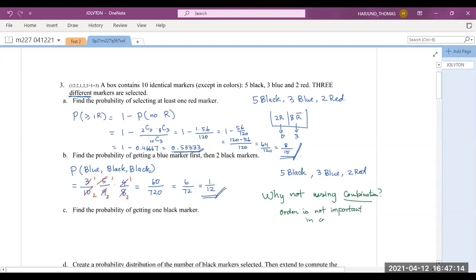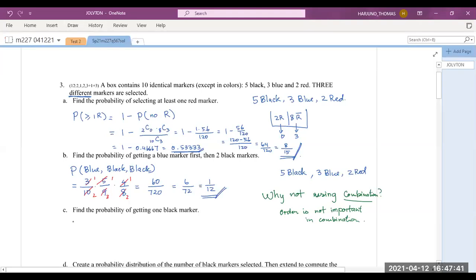In combination. Okay, that makes sense. While in part B, the order is important. Now, the good thing about the order being important is that you can just do it one by one. Like blue first, what's the probability, and then black, what's the probability, and then another black, what is the probability, like that. Okay. That makes sense, yeah.